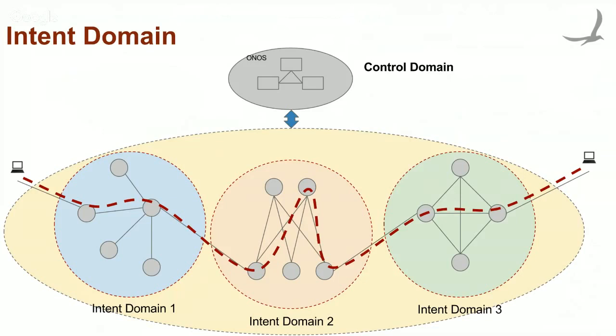So the idea is that here we are still within a single control domain. So you have a single ONOS controller cluster that is managing a network. The idea is that you have a network that is made up of different segments, and these are identified as these inner dotted circles that we have.